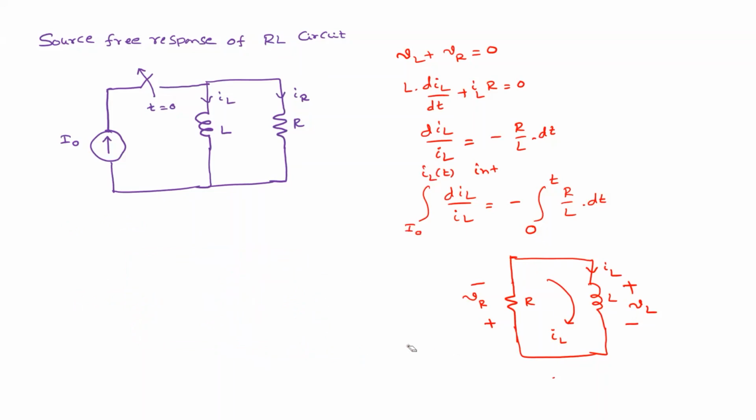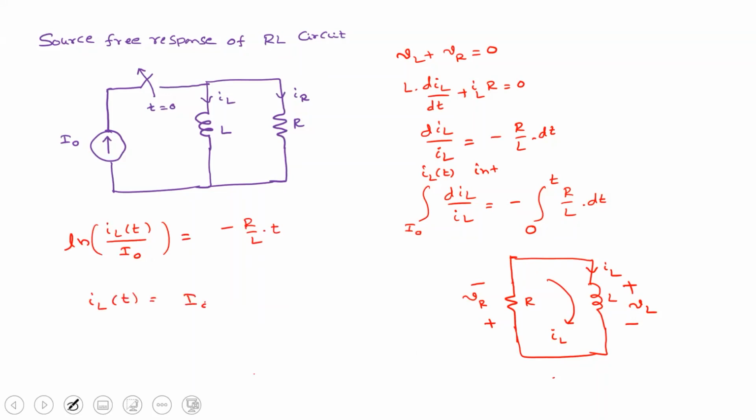So what is the next step? Its result is ln of IL of t by I naught, which is equal to minus R by L into t. So from this, IL of t equals I naught into e to the power of minus R by L into t. Agree?